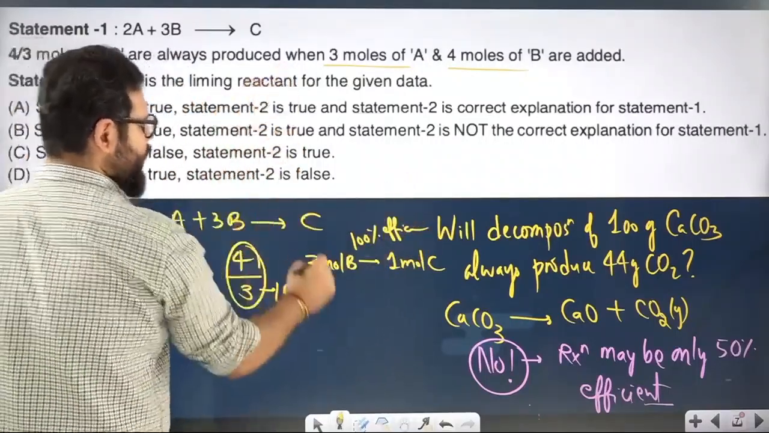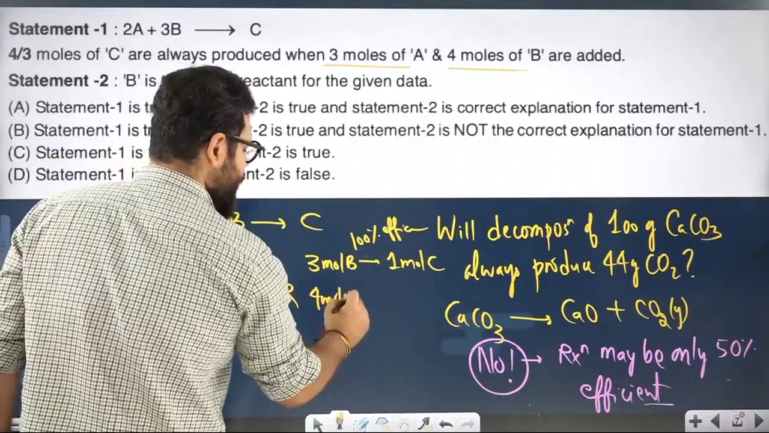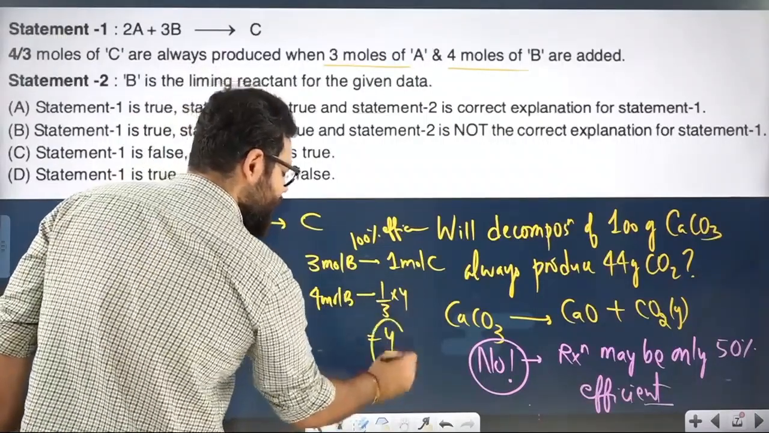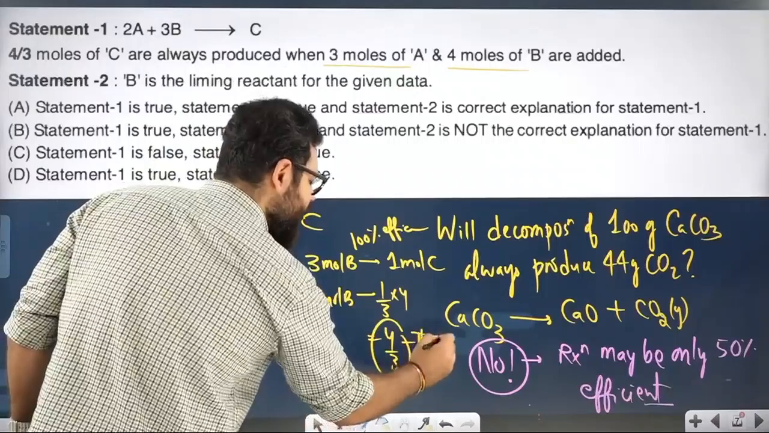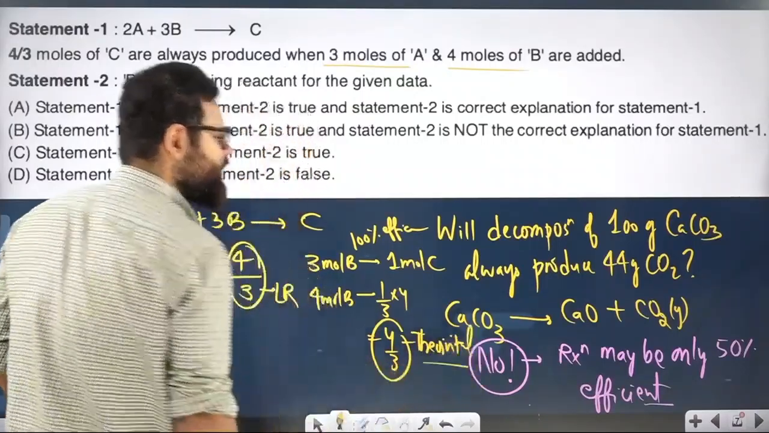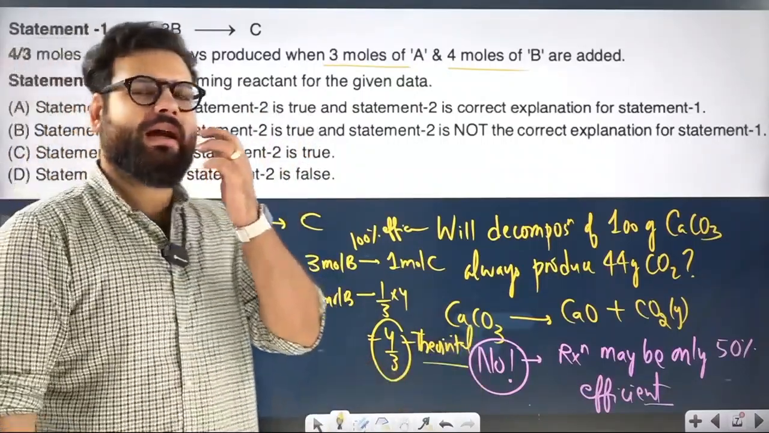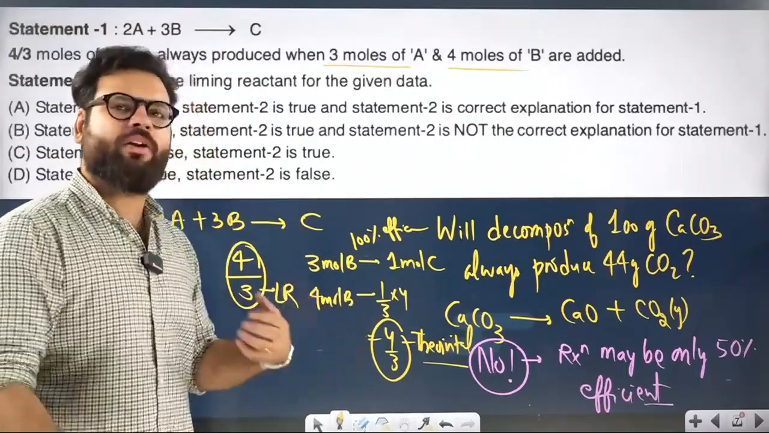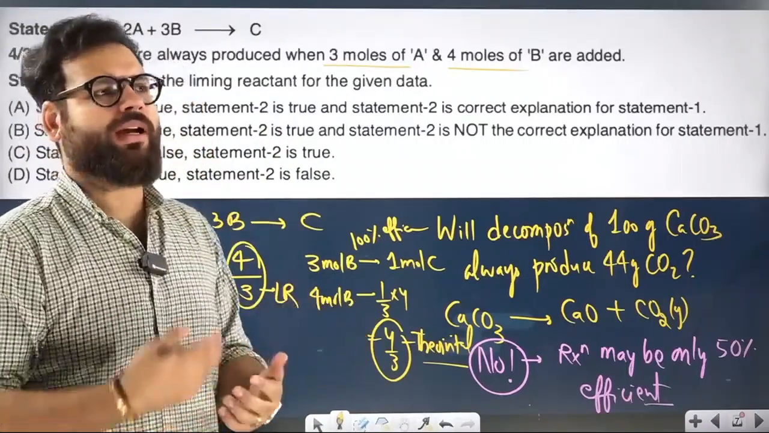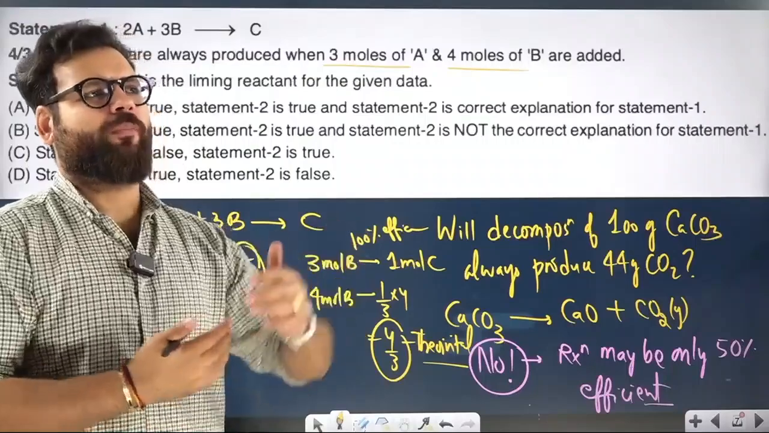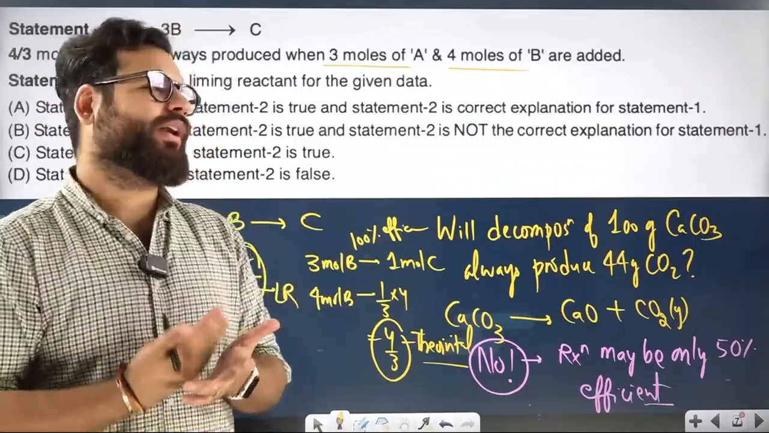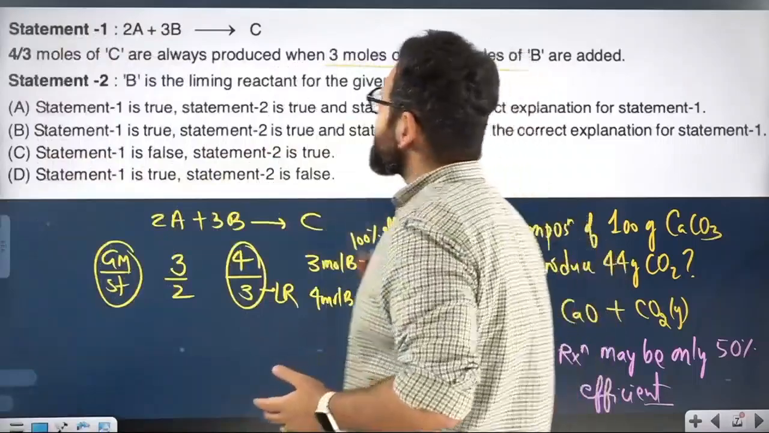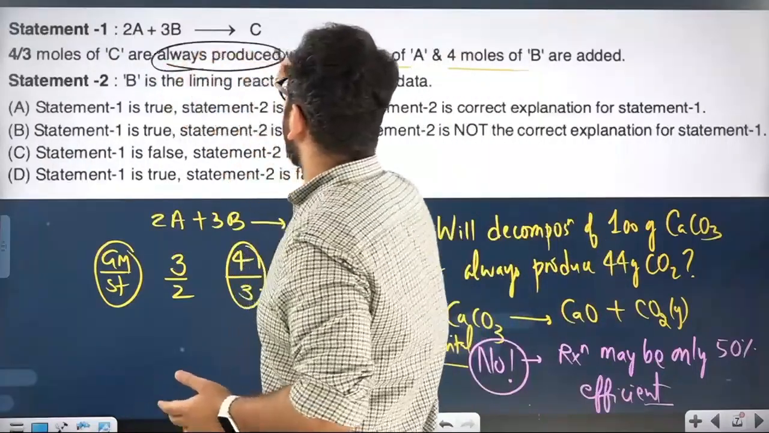So 4 mole B will give 1 by 3 into 4, 4 by 3 C. But this is theoretical. In our real case scenario, 4 by 3 might not come because we might not be able to have proper temperature for the reaction. We might not have pure A and B. So the answer to 'always produced' is no.